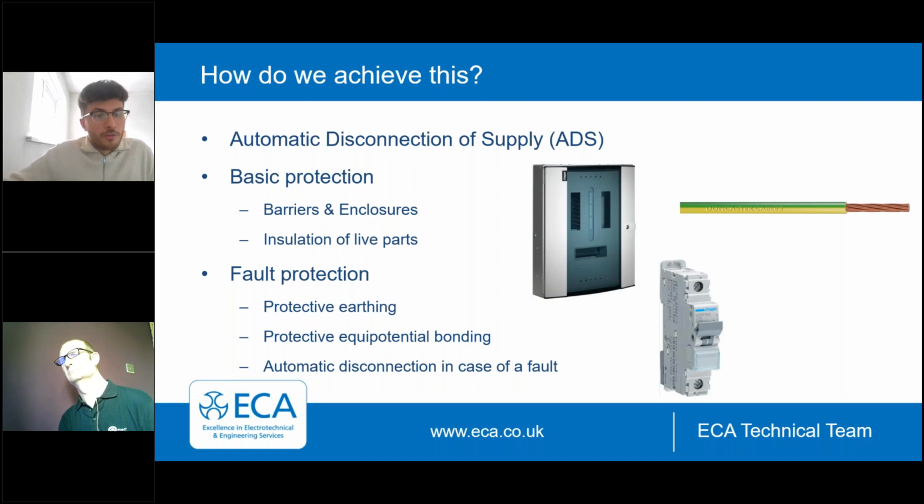And then the other part of fault protection is the automatic disconnection in case of a fault. So it's about the circuit disconnecting from the system in the event of a fault within a specified time. So to relate that back to our fundamental rule that we touched on a minute ago, our basic protection ensures that hazardous live parts are not accessible, and then our fault protection ensures that accessible conductive parts are not hazardous live, both under normal and under a single fault condition.